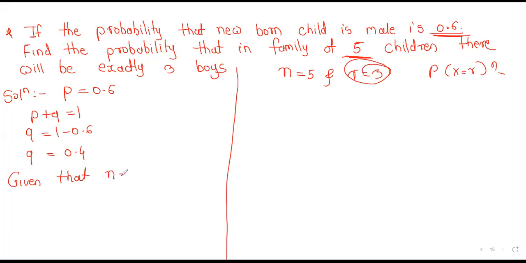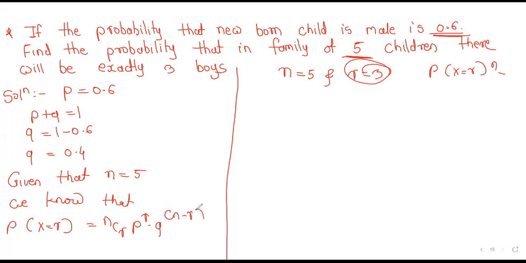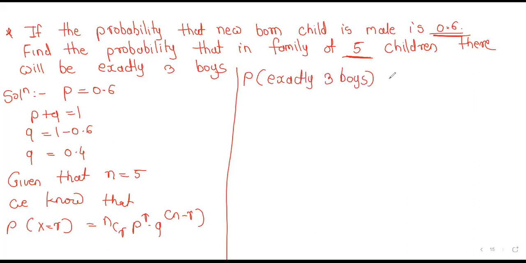Given that n is equal to 5. Okay, so we know that P of x is equal to r is equal to NCR P raised to r into q raised to n minus r. Okay, but here what they have asked is the probability of exactly 3 boys. So probability of exactly 3 boys is equal to, so we are going to take r is equal to 3, that is 5C3 p raised to 3 into q raised to 5 minus 3. So which is equal to 5C3, p is 0.6 raised to 3 into q is 0.4 raised to 2.